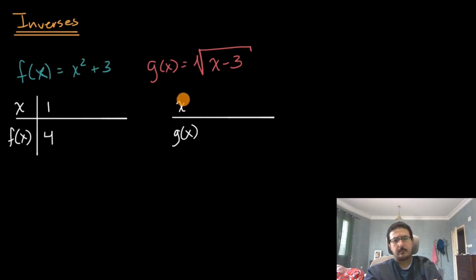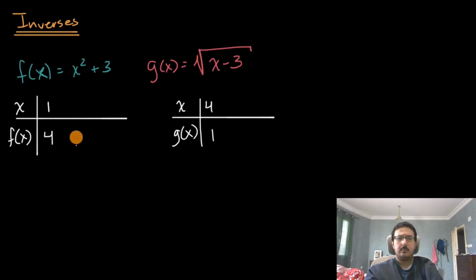So if g is an inverse of f, then if I input 4 here, I should get 1. Now that would not prove that they're inverses, but if it is an inverse, we should at least be able to get that. So let's see if that's true. If we take 4 here, 4 minus 3 is 1. The principal root of that is 1.